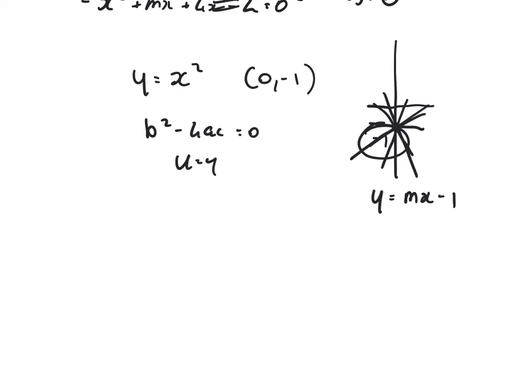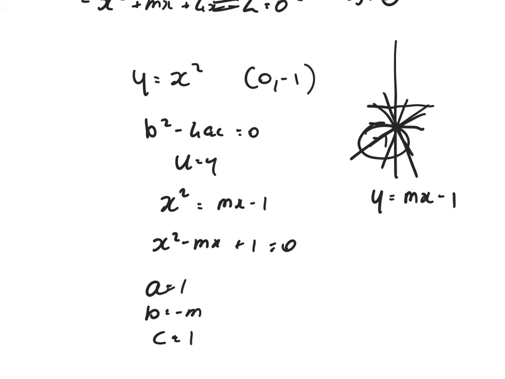Now we know that tangents exist here, so the discriminant is equal to 0. So again, y equals y, x squared equals mx minus 1, x squared minus mx plus 1 is equal to 0. So a is equal to 1, b is equal to minus m, and c is equal to 1. Let's put that into the discriminant, so that's going to be minus m all squared minus 4 times 1 is equal to 0.